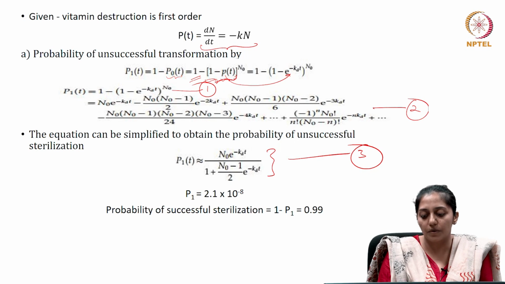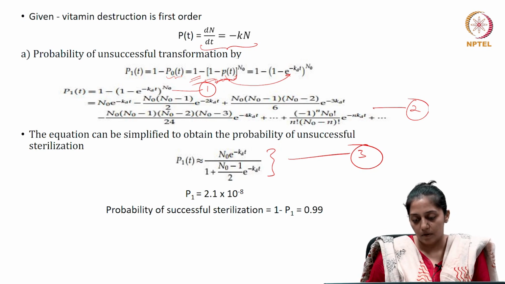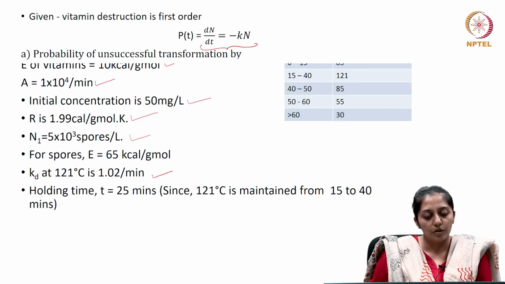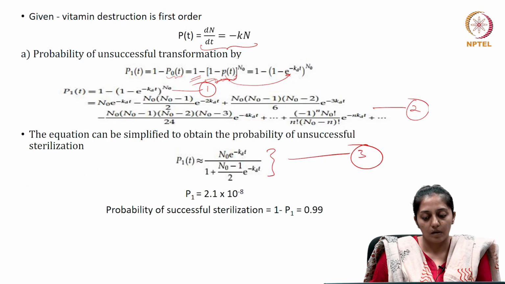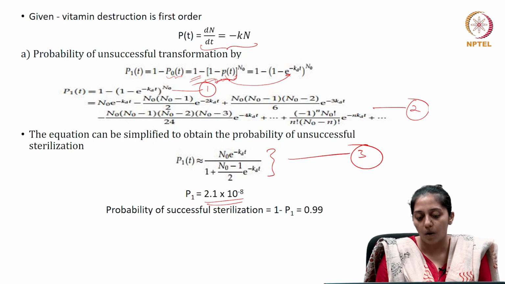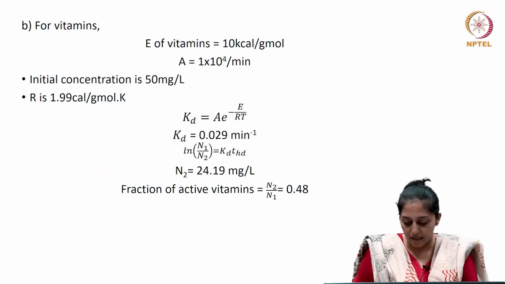So you can check back on the Taylor series for expansion as shown in equation 2. Then if you substitute now the Kd value, the time for sterilization, the initial number of spores present, all that is known in the problem. If we substitute that, we will see that the probability of unsuccessful sterilization comes out to be this, then the probability of successful sterilization would be 1 minus this value, which will be 0.99. So let us see the second part.